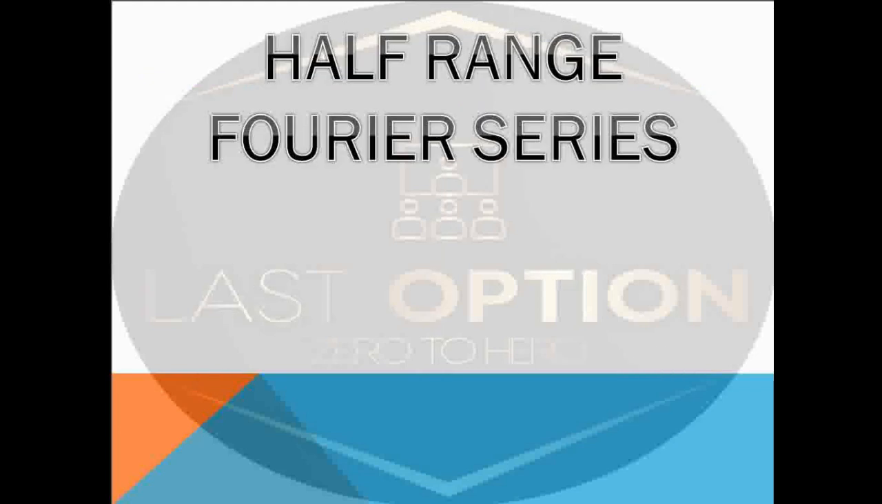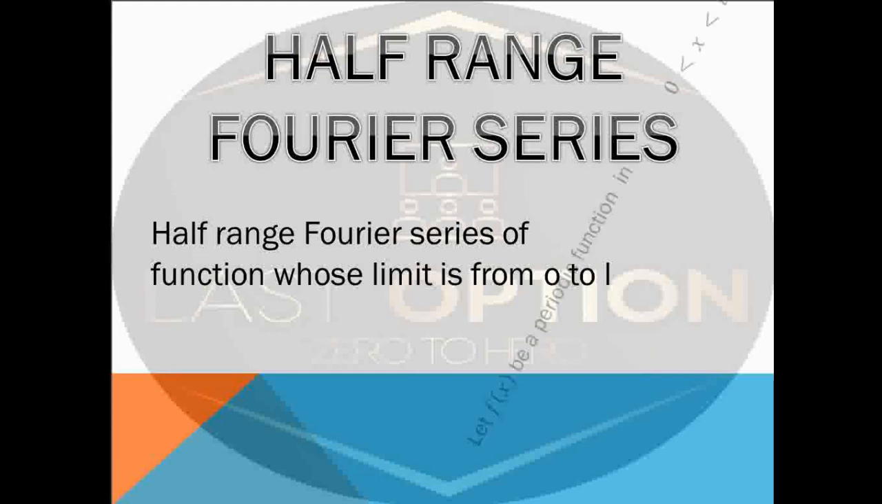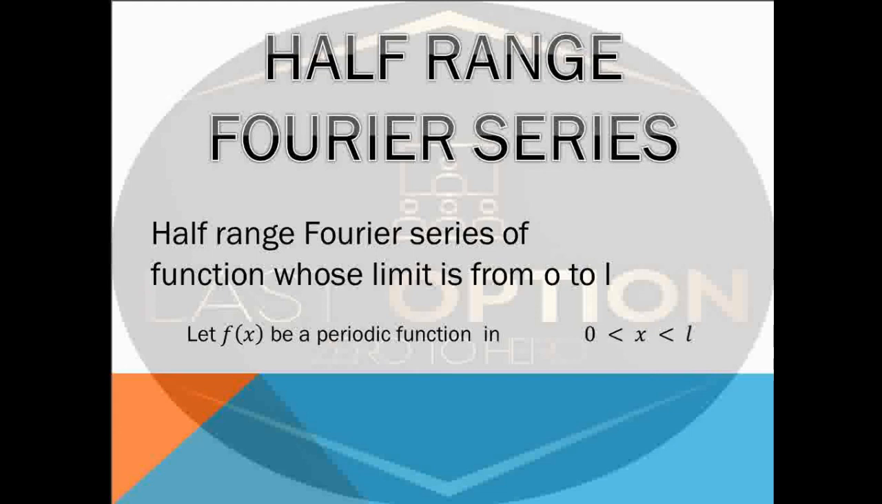Now we can start the half range Fourier series, for a function whose limit is from 0 to L. The half range Fourier series concept defines that the range becomes half. In Fourier series we take the range from minus L to L, and in half range we take it from 0 to L. So the range becomes half, and we take an example.